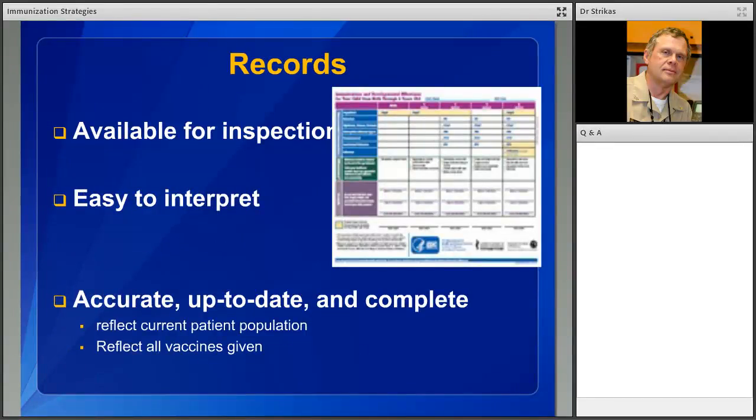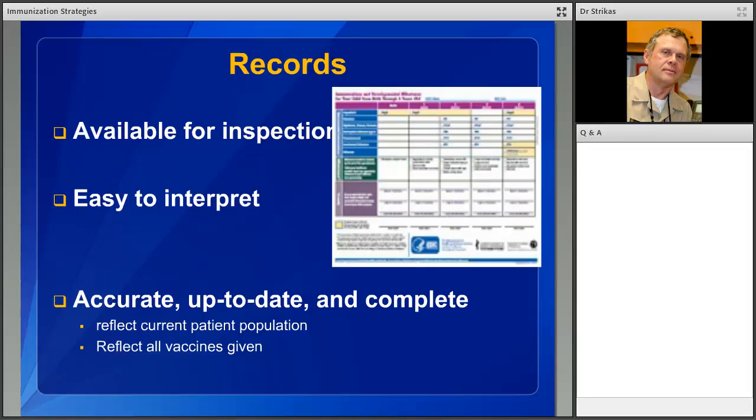Immunization records should meet all applicable legal requirements as well as requirements of any specific program such as VFC in which the provider participates. These records should be available for inspection by an AFIX or VFC representative and should be easy to interpret by anyone examining the record.